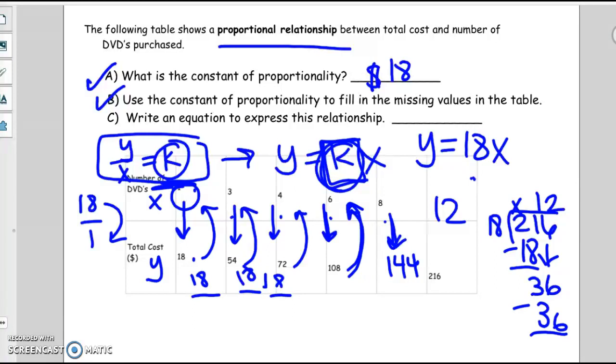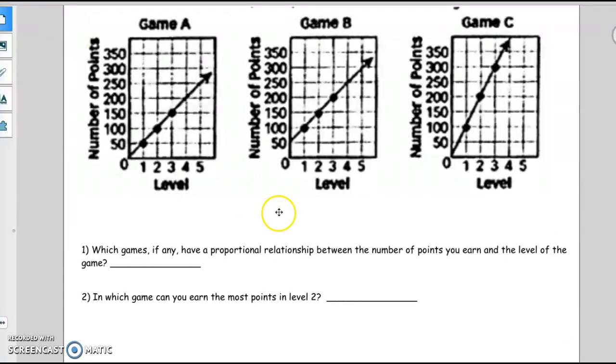Now we're going to do one looking at graphs, not these two. We're going to do this one. Okay. We're going to look at these 3 graphs. You do not have to draw these graphs. We just have to read them. So if you don't have this on full screen, you need to press the full screen button so you can see all 3 graphs and see them well.